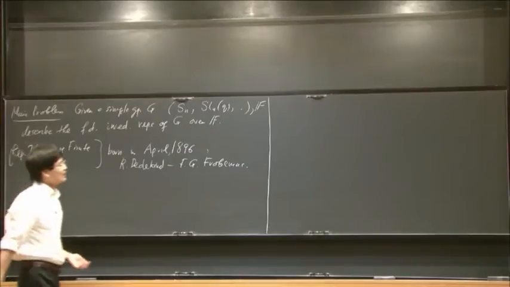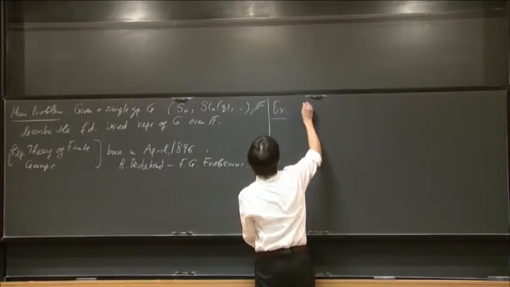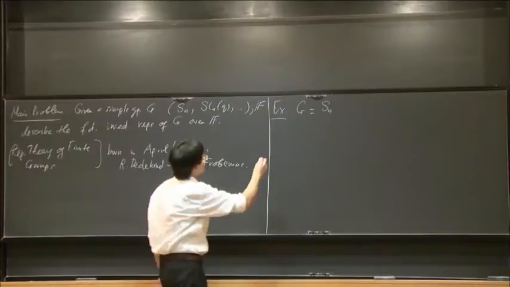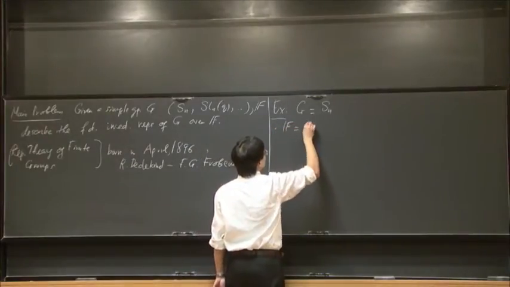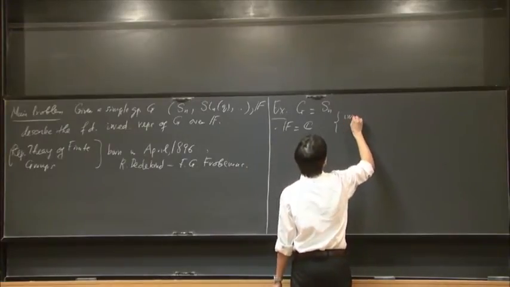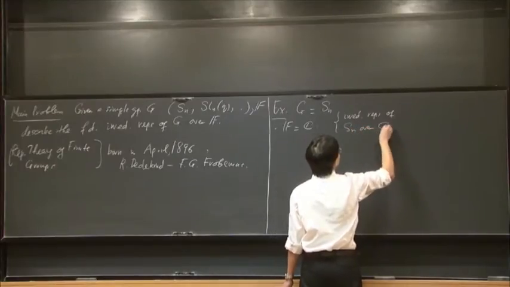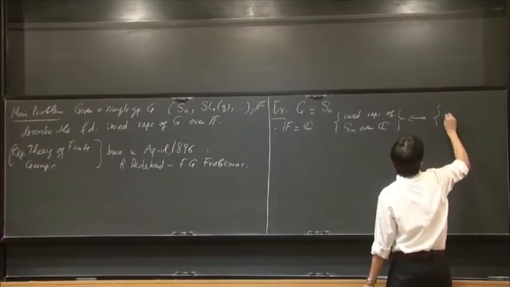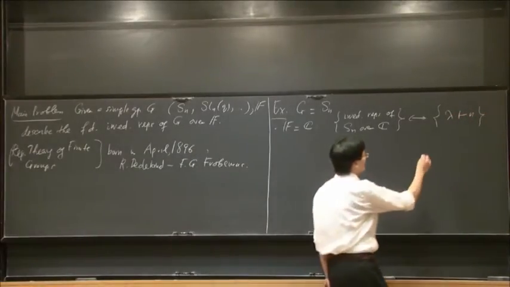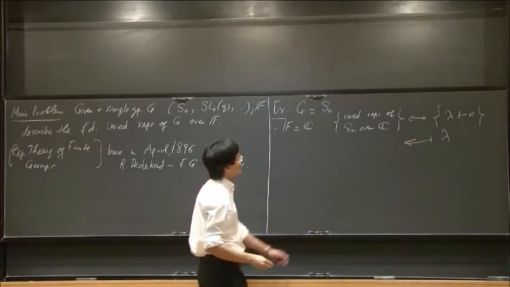So let me just give you some example to convince you that this is the case. So here's an example. Well, let's just look at the group that we are all familiar with, S_n. Now, let's take F to be the field of complex numbers. Then you know that there is a bijection between the irreducible representations of S_n over C and the set of partitions of n, right? So given any partition lambda, we can associate to it the corresponding irreducible representation of S_n over C.